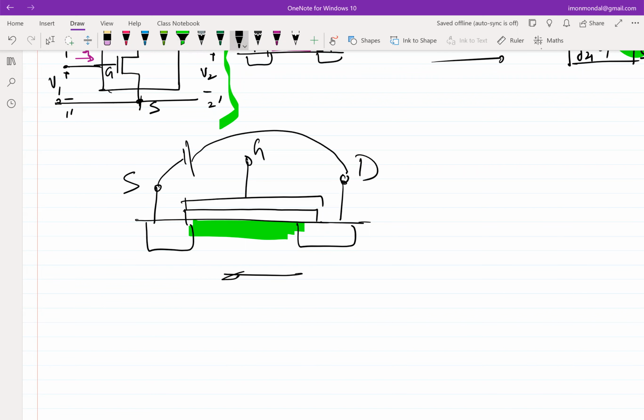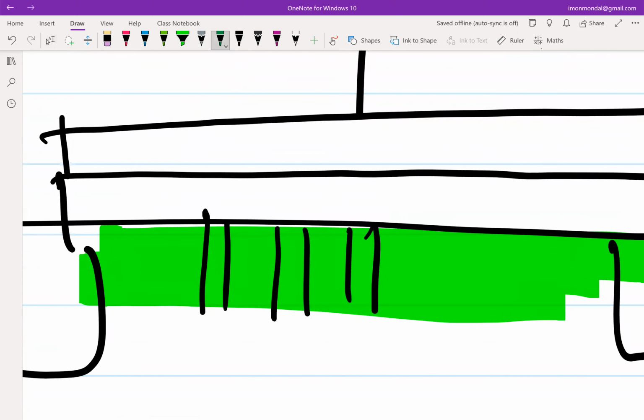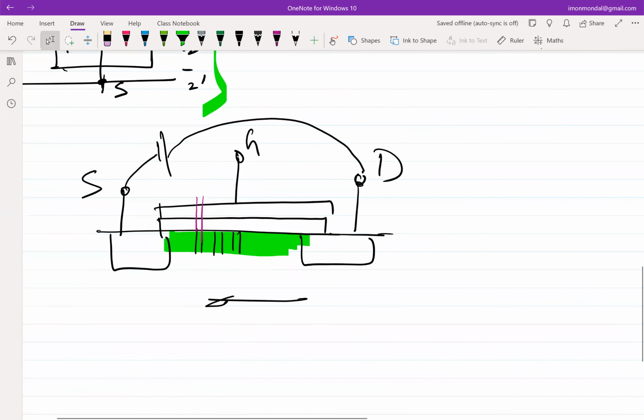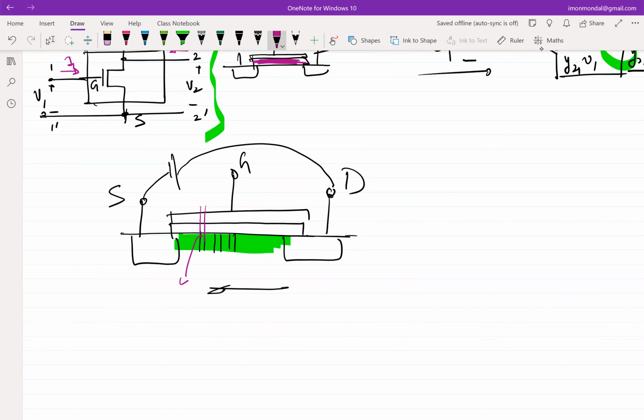Now I can look into this channel, and I can bifurcate it into small pieces of channel. If I zoom in here, each of these slivers is a small MOS transistor in itself. It's a metal on top, oxide below, and some channel underneath, right? So in order to figure out what is the concentration within this sliver, I need to know what is the voltage just underneath the oxide. Without that information, I cannot possibly figure out accurately what is the charge within that sliver.